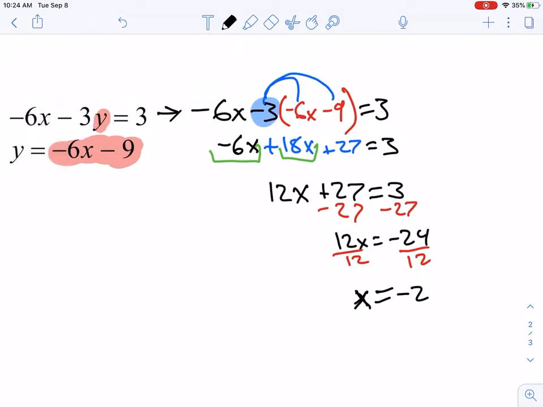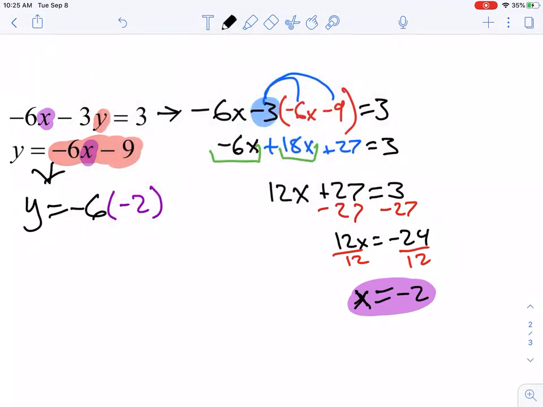So we found what our x is. We need to take that information. So x equals negative 2. We're going to take that information and plug it in for x in either equation, but it's easier in the one that y is solved for. So in that case, it's our second one. Y equals negative 6, and then instead of x, I can replace it with a negative 2.